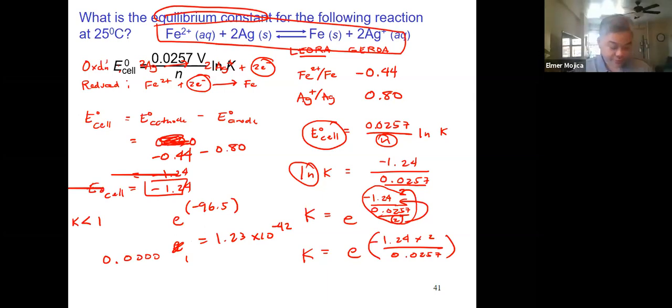Question? Before we go on to the effect of the concentration on the cell potential.